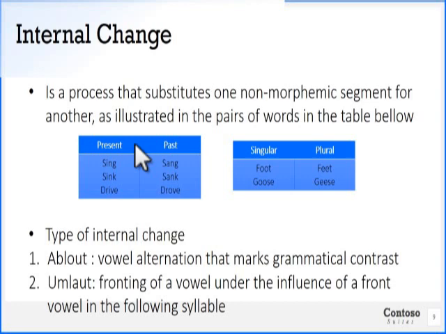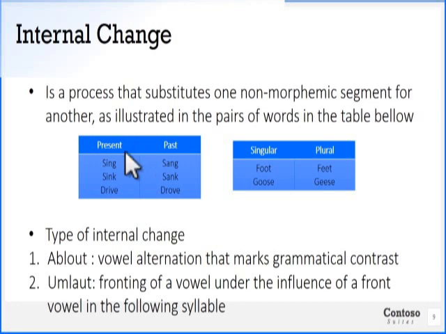You got the point? I hope so. And then the next is types of internal change. We have ablaut, a vowel alternation that marks grammatical contrast, and umlaut, fronting a vowel under the influence of a front vowel in the following syllable. Ablaut is the vowel alternation that marks grammatical contrast. So examples like sing, sang are ablaut.